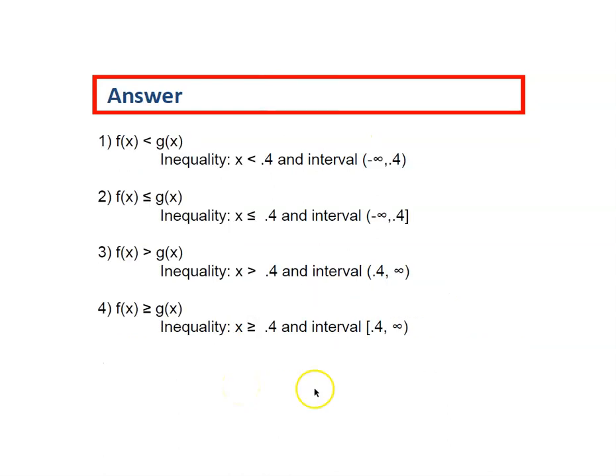So altogether our answers are f is less than g when x is less than 0.4, f is less than or equal to g when x is less than or equal to 0.4, f is greater than g when x is greater than 0.4, and f is greater than or equal to g of x when x is greater than or equal to 0.4.